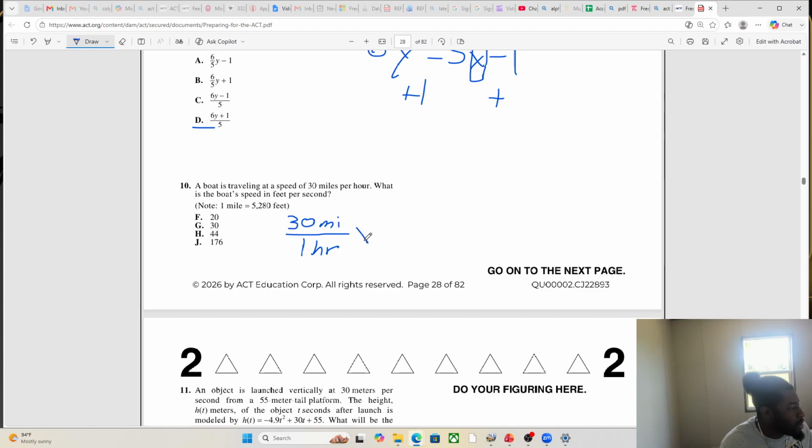All right. So we're going to convert our miles to feet first. So we're going miles per hour to feet per second. Whatever you have is going to cancel in the bottom always, and we're converting to feet. So it gave us a conversion, right? So 1 mile is 5,280 feet.